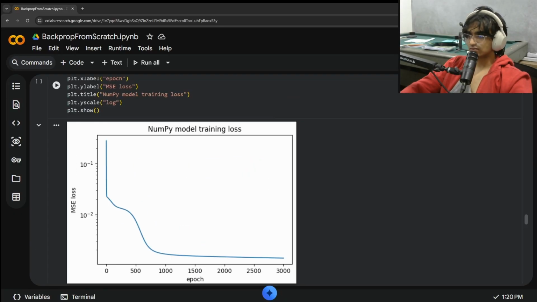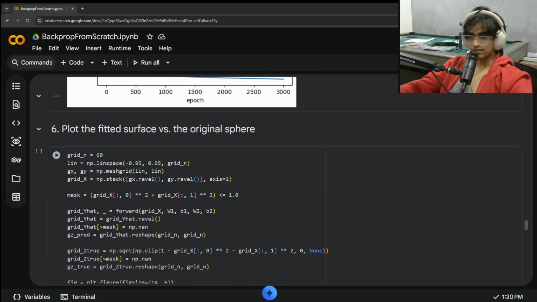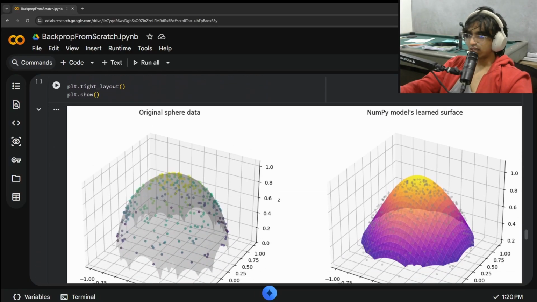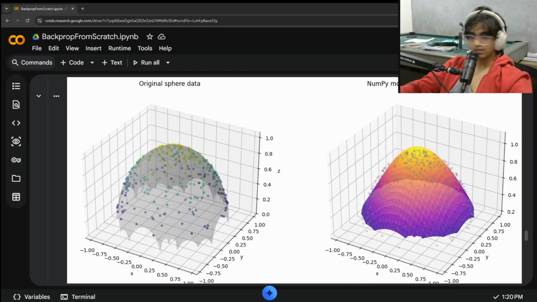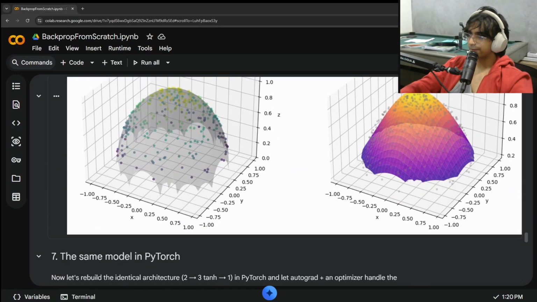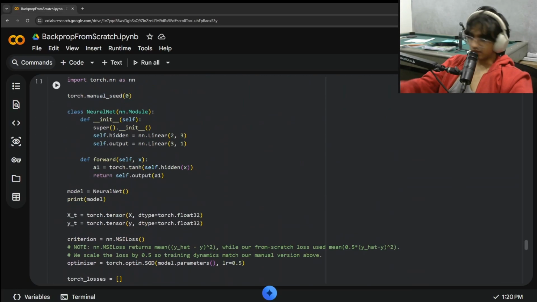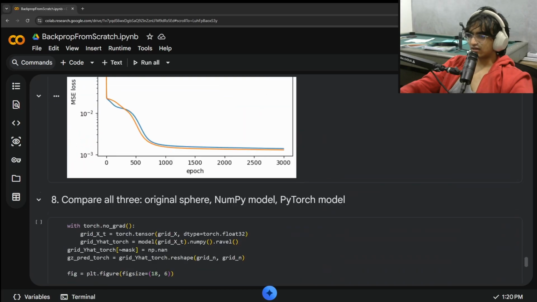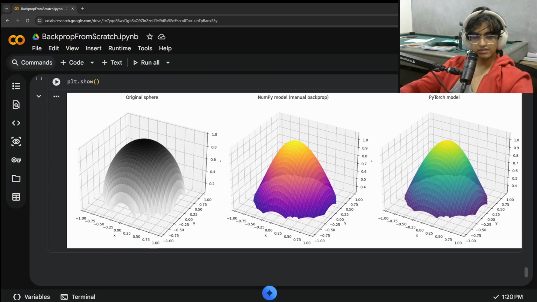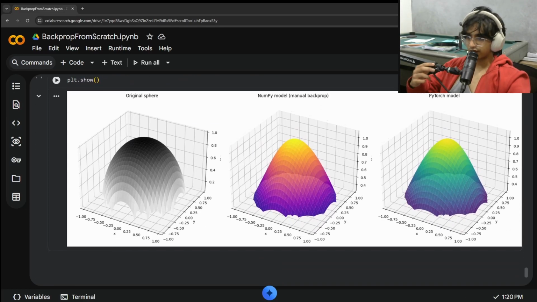We can see with more epochs, the training loss is reduced. And there we go. This is our original data, and this is our NumPy model of it. Then I've recreated the same thing in PyTorch. And finally, there we go. This is ultimately what we've gotten.